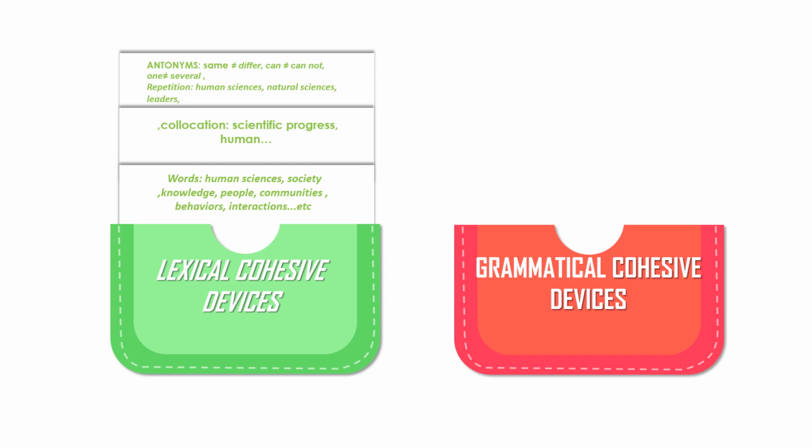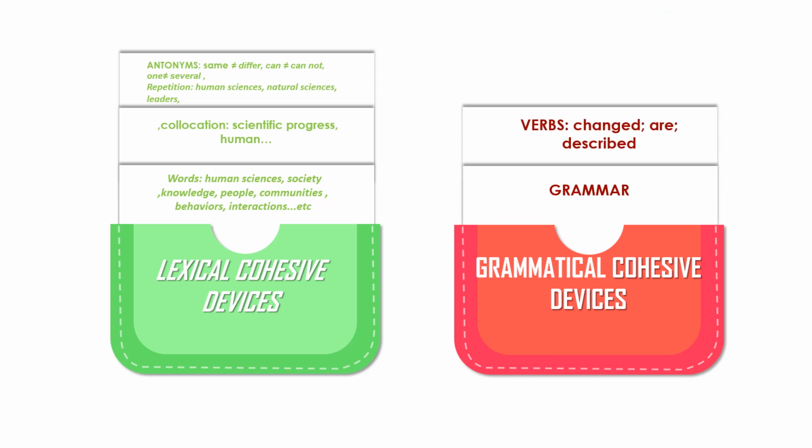Let's move now to the grammatical cohesive devices. We have the grammar. For the verbs, we have changed, are described, etc. Tries, involve, used, etc.